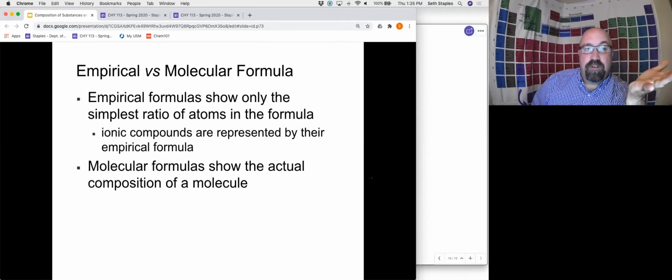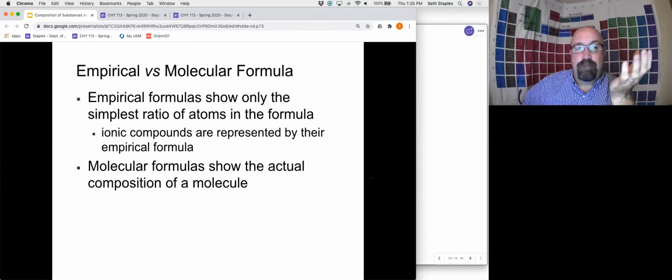Ionic compounds, for instance, are always represented by their empirical formula. Remember how I showed you that ionic lattice when we were discussing ionic formulas? That ionic lattice, or the formula that we give, shows us the simplest ratio of atoms within that ionic lattice. So an ionic compound is always going to be an empirical formula. Covalent compounds aren't necessarily, because covalent compounds will exist as discrete molecules with their particular molecular formula.